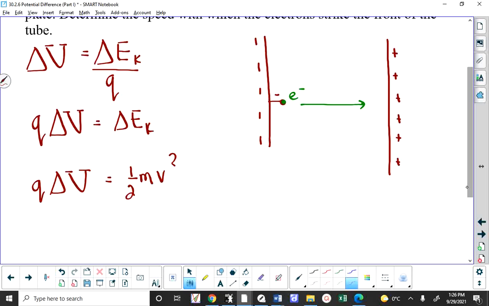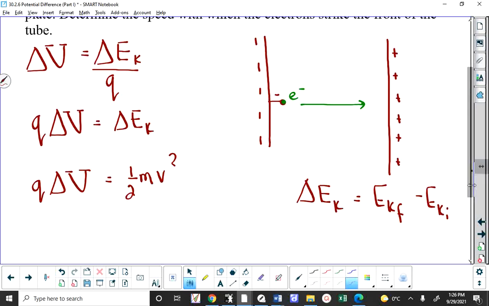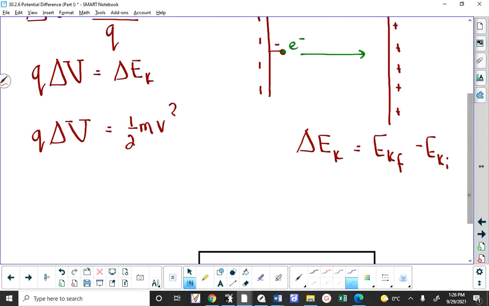Because in reality, everybody, delta EK, delta means final minus initial. What Liam said, in case the mic didn't pick it up, is that it starts from rest. So delta EK is that. In reality, what you should write is the following. Q delta V equals 1/2 mvf squared minus 1/2 mvi squared. That's what we have to get in the habit of doing.